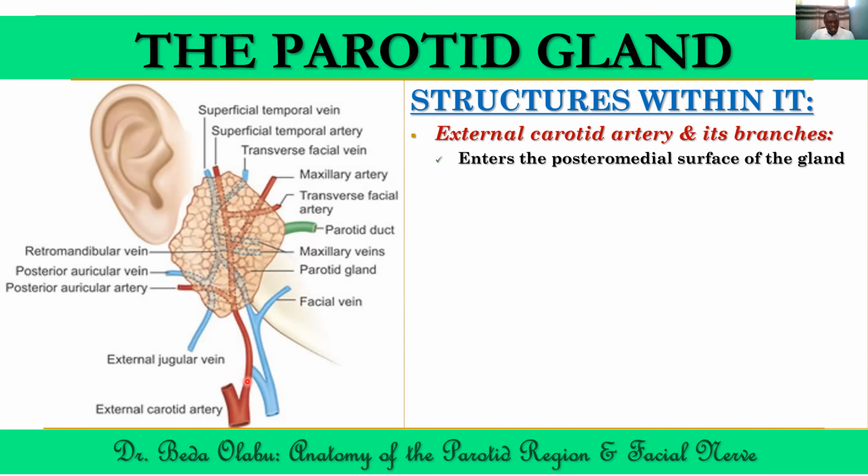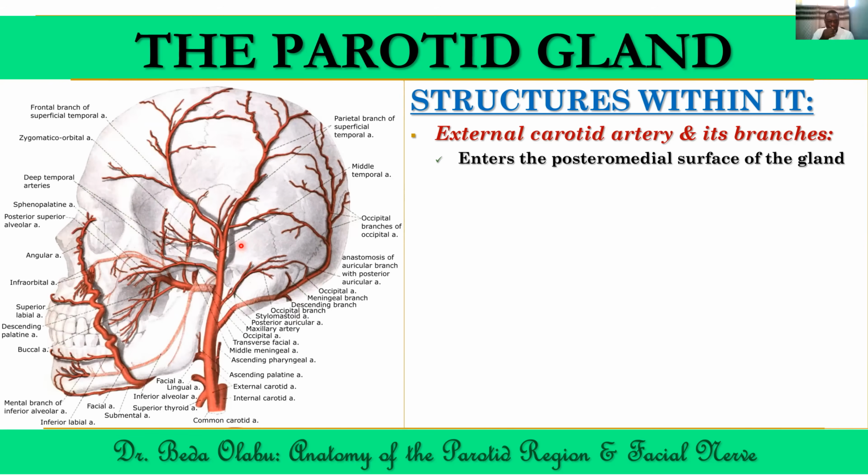This is the external carotid artery. It's a branch of the common carotid artery. It passes through the gland. It has many branches. Some of these branches are not necessarily inside the gland, but there are some branches that are inside the gland. So this shows you the external carotid artery as well, given off from the lower neck, the one that supplies most of the structures of the external face and skull. Then the internal carotid supplies the brain.